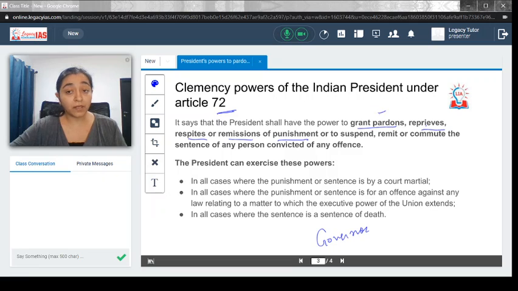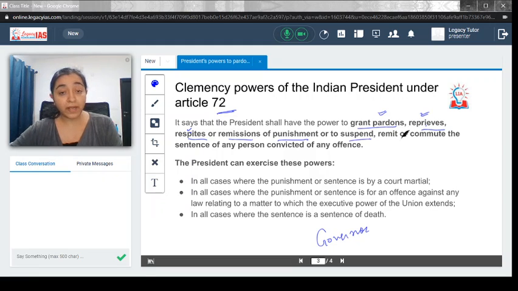So basically he could grant pardon, which means he could go away with the punishment altogether, or he could grant reprieves, which means, for example, if the execution or a capital punishment is about to happen, he could give it a reprieve, which means for a particular time it could be delayed or stayed. Then respites. Respites means, for example, if the punishment is given to a woman who is pregnant or a person who is disabled, some kind of respite could be provided to them. Or remissions, which is the case where the overall duration of the punishment could be reduced. So these kinds of things could be done by the President.